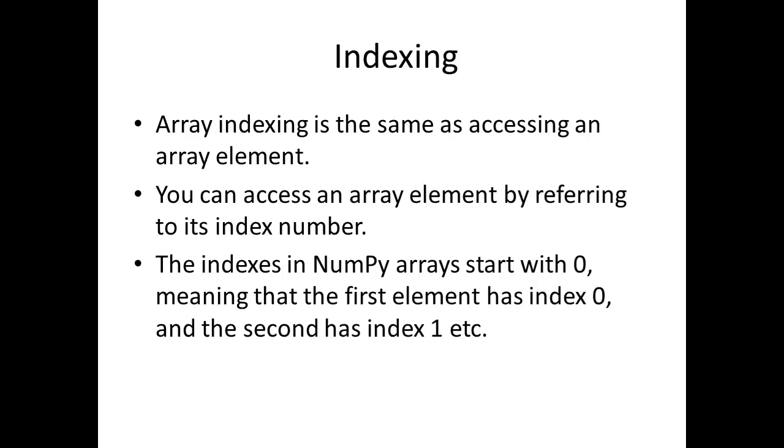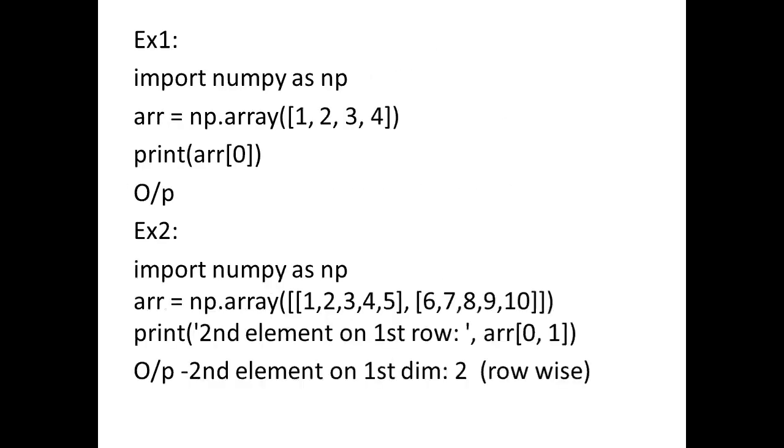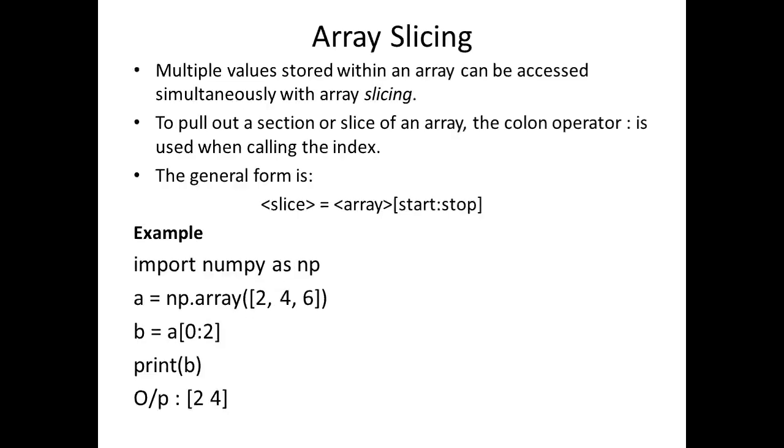What is indexing? Indexing is the same as accessing an array element. You can access an array element by referring to its index number. The index in a NumPy array starts with 0. So that means the first element has index 0 and the second element has index 1, like that. Okay, so this is an example for creating the array and accessing the elements. Use the index. Array 0 means the first element.